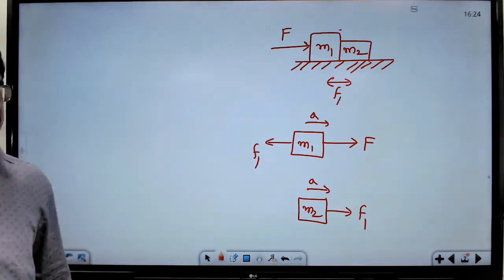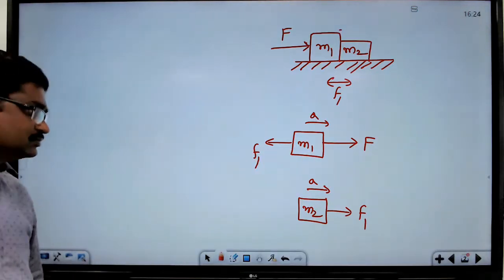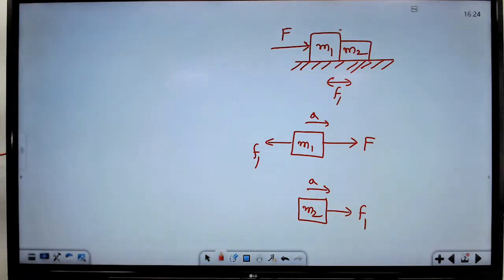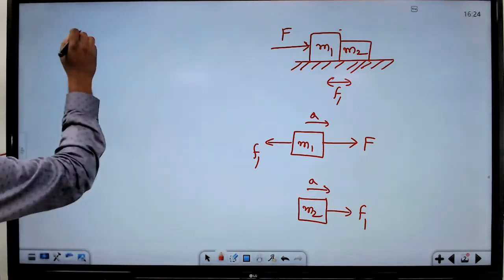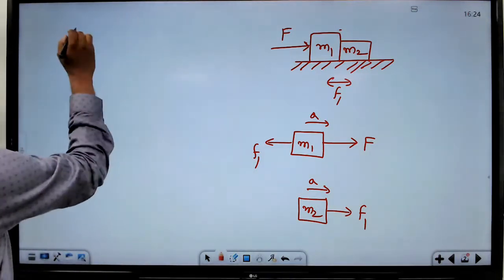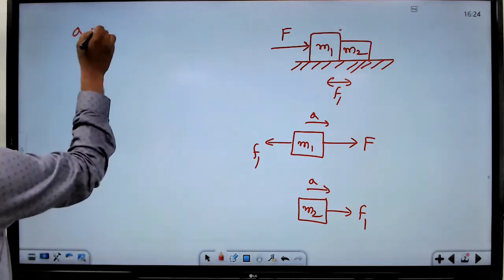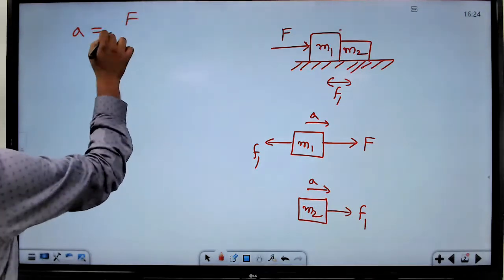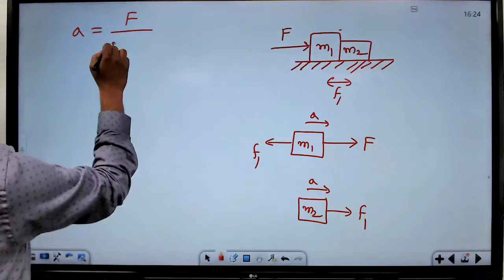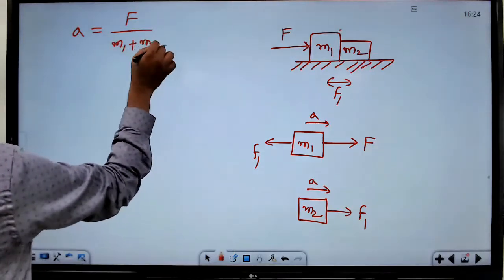What is the net force equation or acceleration equation for this one? For this one, acceleration. What is the acceleration for the entire block? A equal to net force F by what is the total mass here? M1 plus M2. This is the acceleration.